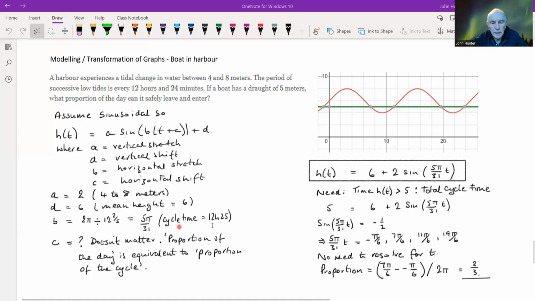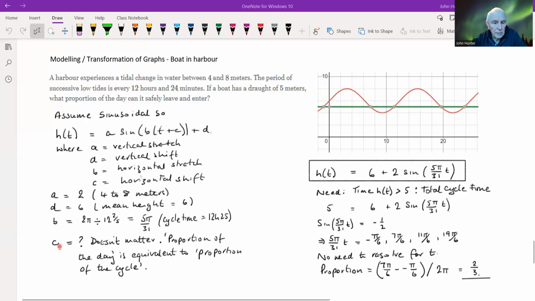That's reflected in this function here. Height is equal to the mean height plus the amplitude times the sine of 5 pi over 31 t. If you wanted to check this, when t equals 0, sine of 0 is 0. When t is equal to 12 and 2/5, we get sine of 2 pi, which is 0 as well. So that is a full cycle of the sine curve.